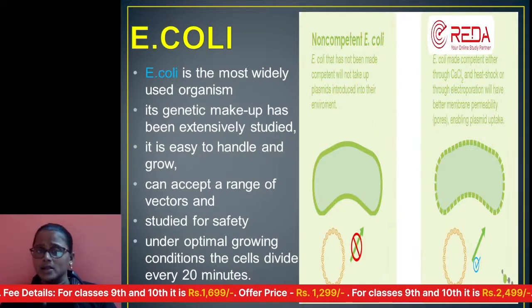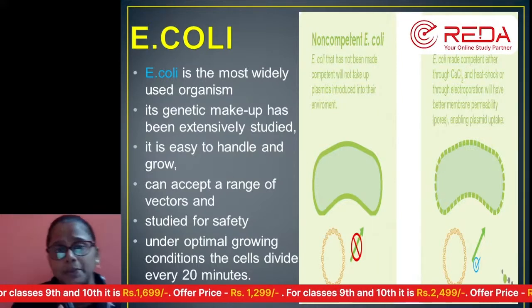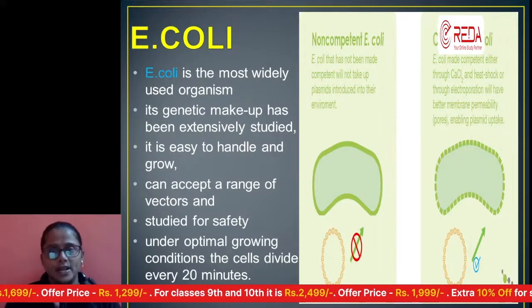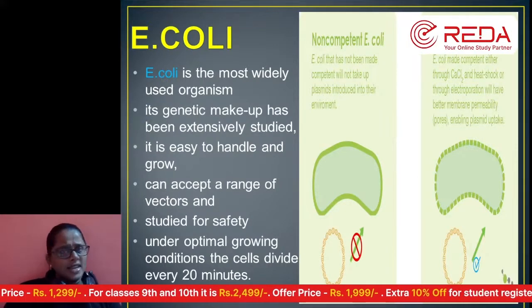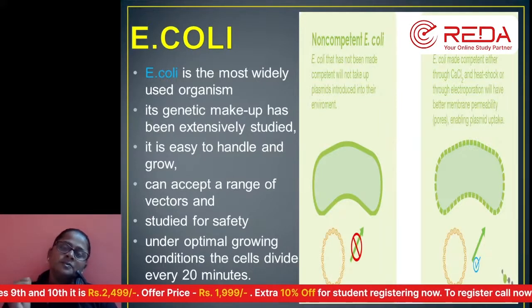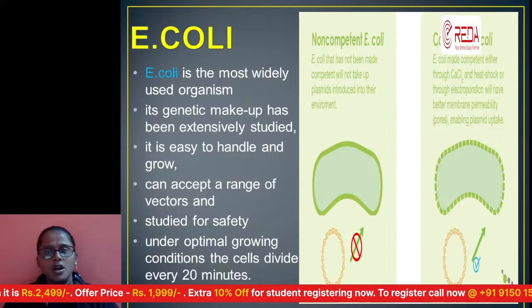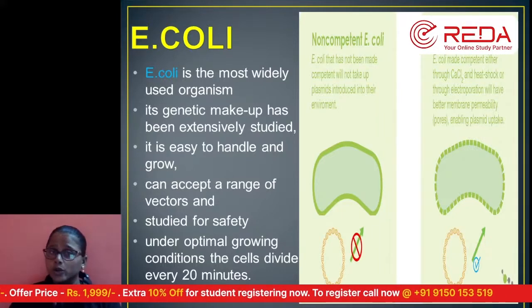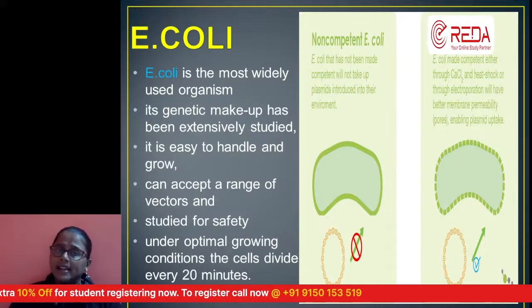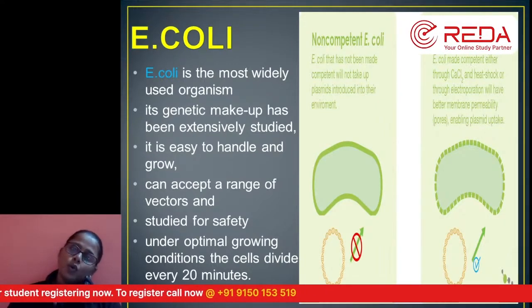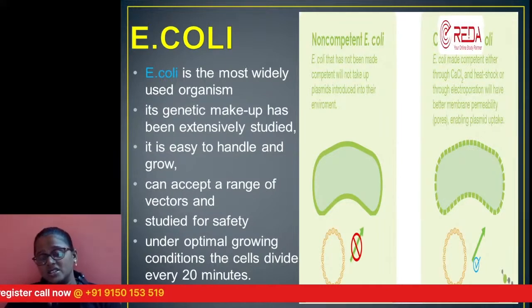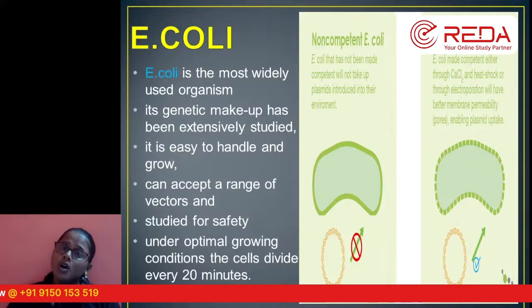So many vectors are there, and E. coli can accept any type of vector. So there is a wide acceptability of vectors by E. coli. It is also very safe to use, because it is not going to create any disease for us. They grow at a very optimal temperature: 27 to 37 degrees Celsius is just enough for them to grow well.